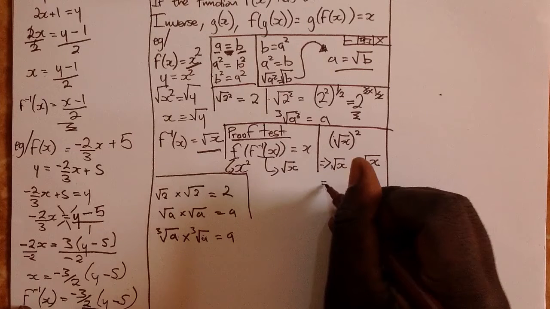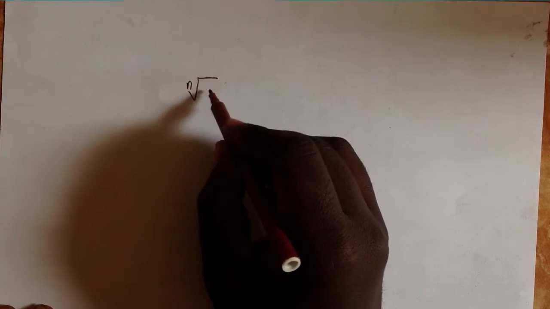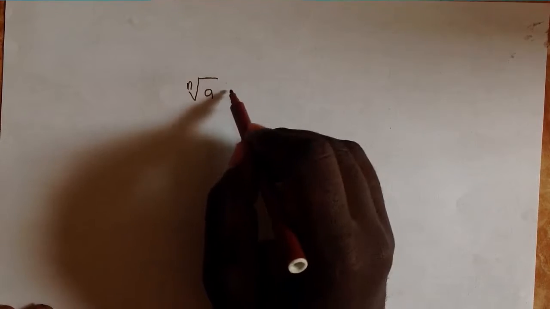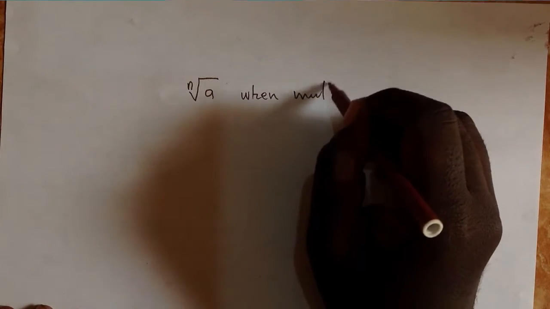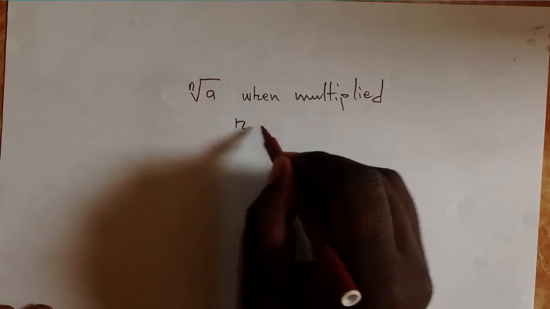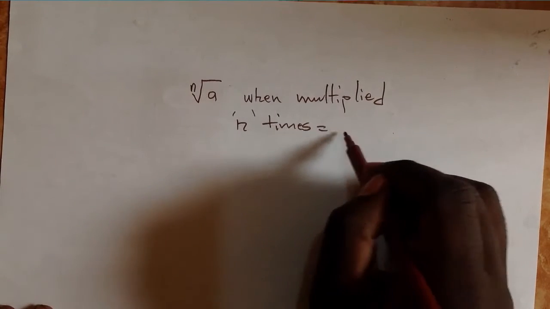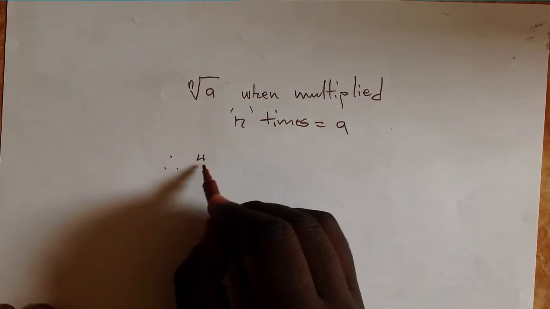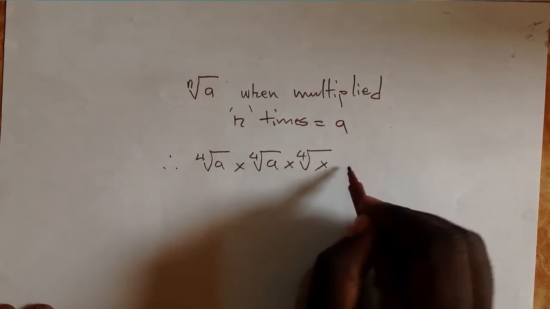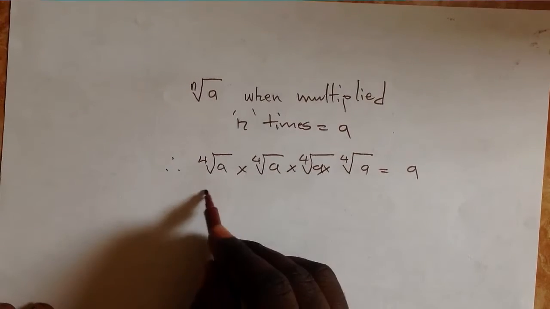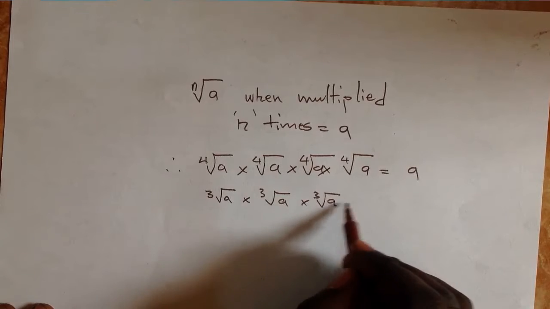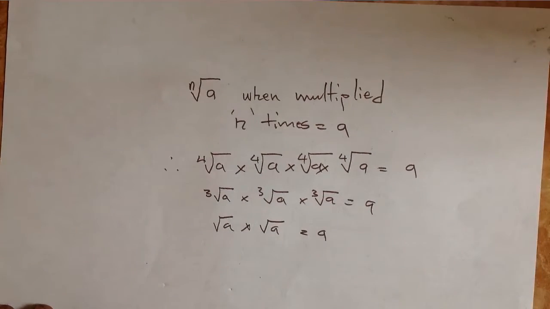Okay, just a quick correction where I had said the cube root of a times the cube root of a will give you a. That's not correct. It's missing another cube root. So the general principle is the nth root of a multiplied n times will give you a. So that means the fourth root of a 4 times will give you a. The cube root of a 3 times will give you a, and the square root of a 2 times will give you a. Just a quick correction. This will be corrected in the final document too.